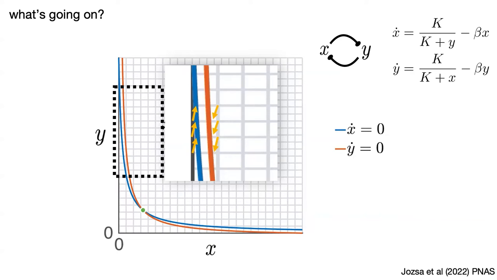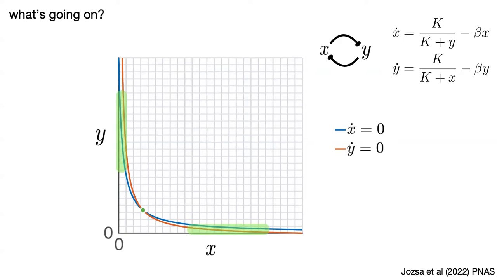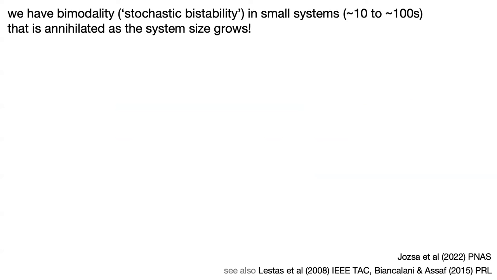Okay. Now I stress that this is just an intuition, but it seems to pan out quite well. And it seems to generalize a little bit to systems that don't have this degree of symmetry. But in this case, the system is completely symmetric. So the same argument would apply here as well, right? So we have a possible explanation for why we get this multimodality in this case. Regardless, what we have is a robust form of bimodality or stochastic bistability in these small systems. And the interesting thing is that this bistability is annihilated as the system grows in size, okay?